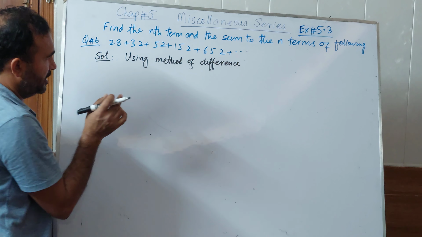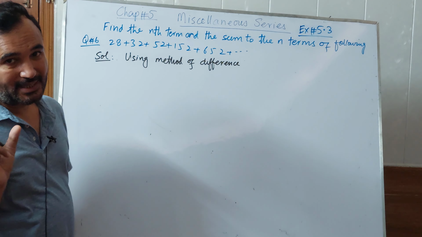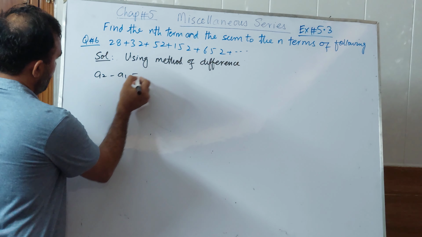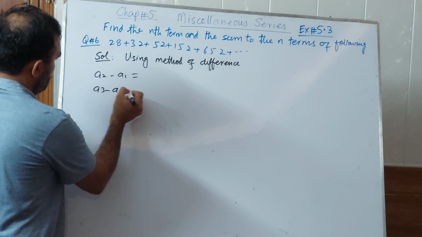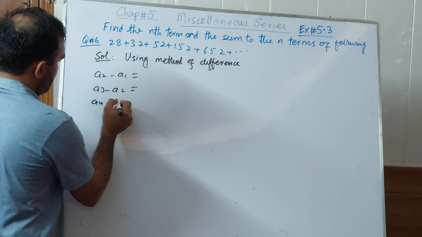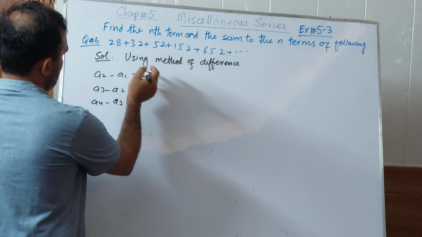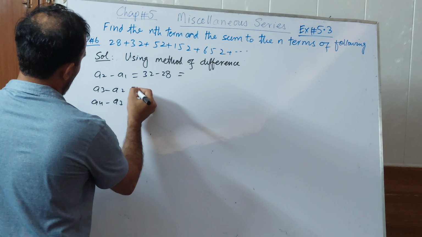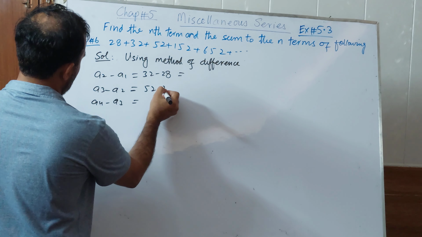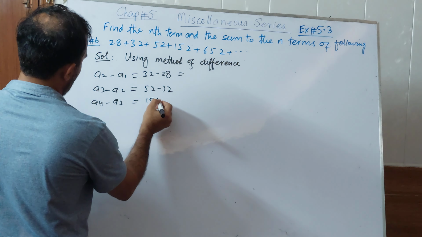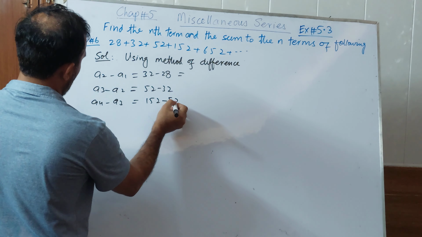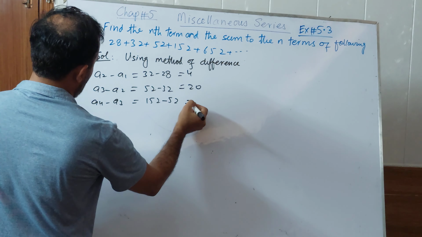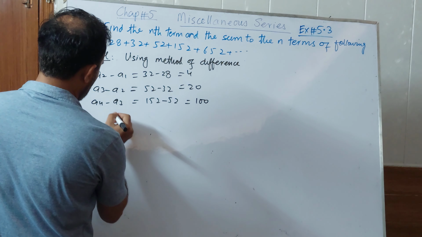will find the difference between two consecutive terms, right. So it will be a2 minus a1, a3 minus a2, a4 minus a3 and so on. So जब आप इसको लिखेंगे 32 minus 28 और फिर 52 minus 32 और 152 minus 52, so यहाँ पे आपके पास 4 आ जाएगा, यहाँ पे 20 आ जाएगा, यहाँ पे 100 आ जाएगा, ठीक है.